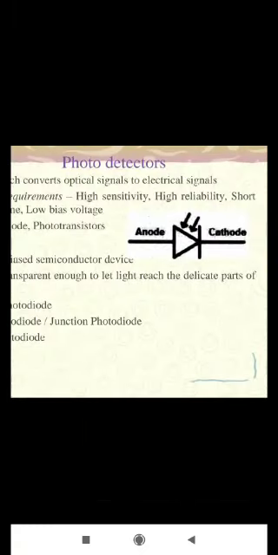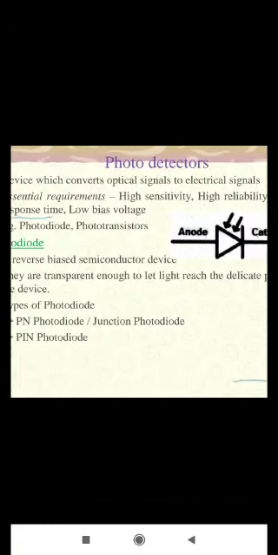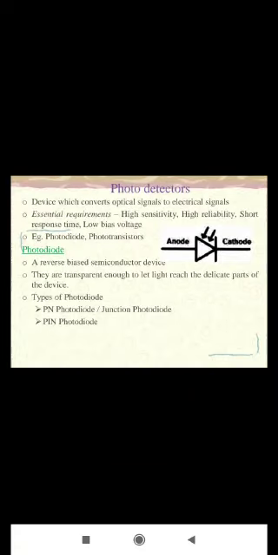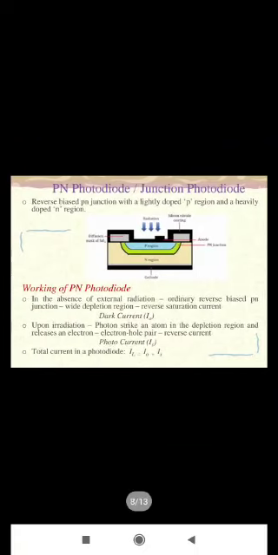There are different types of photodiodes available based on their construction and functions, and they are the PN photodiode and the PIN photodiode. The PN photodiode is also known as the junction photodiode. So we will learn more about the PN photodiode and the PIN photodiode. First let us see what is a PN photodiode or junction photodiode.